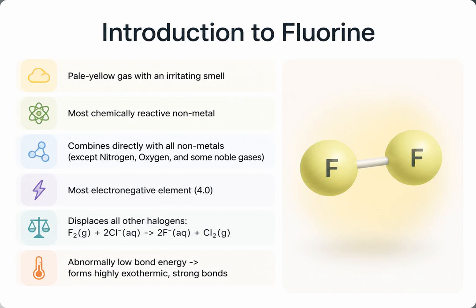Turning our attention to fluorine, we encounter the most chemically reactive nonmetal on the periodic table. Fluorine is a pale yellow gas with an irritating smell. Because it boasts the highest electronegativity of all elements, at 4.0, it will readily displace any other halogen from its ionic halides. Interestingly, the fluorine molecule has an abnormally low bond energy, meaning it easily breaks apart to form incredibly strong, highly exothermic covalent and ionic bonds with almost every other element.